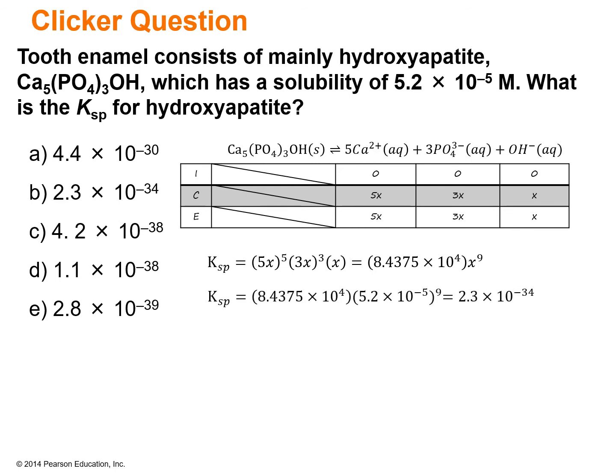Now, if we go ahead and solve that by plugging in the value for X that we have up above, the solubility, we end up with 2.3 times 10 to the minus 34. A very small number, and it also corresponds to B in the answer. It's very fortunate for us that it is such a small number, or our enamel and our teeth would dissolve.